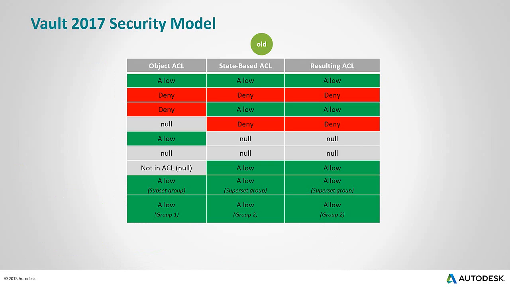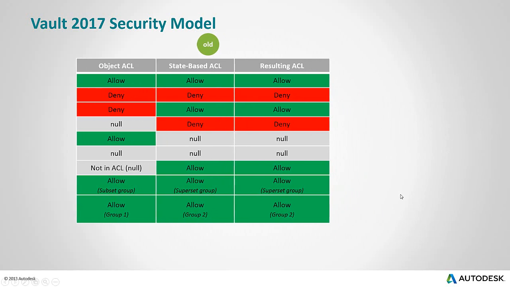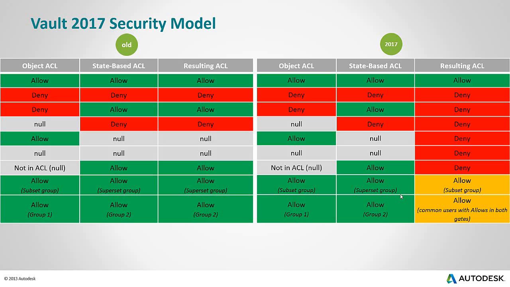This table right here will give you an idea of the resulting ACL when both object-based security and state-based security are in effect. So in the old security model, the resulting ACL is always the state-based ACL if the state-based ACL is in effect. So this particular column here is nothing but the values that are in this state-based ACL column. Whereas in the new security model, the resulting ACL is a combination of object-based security and state-based security.